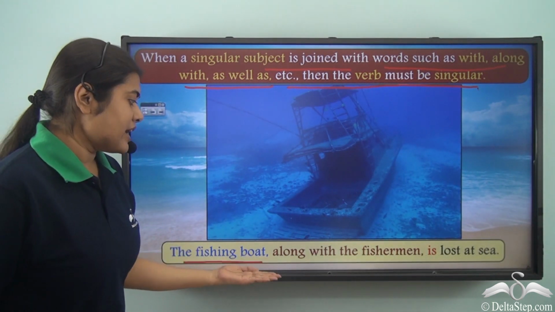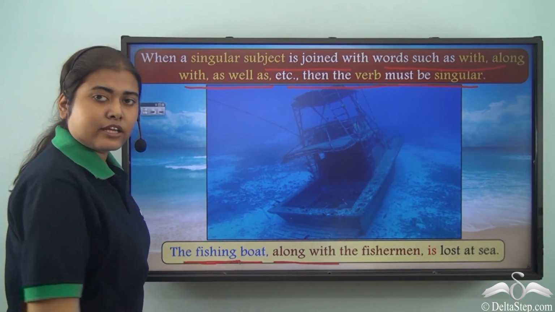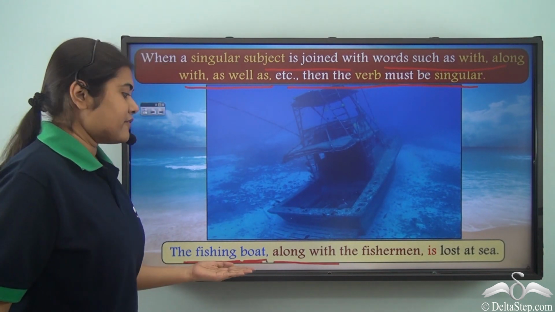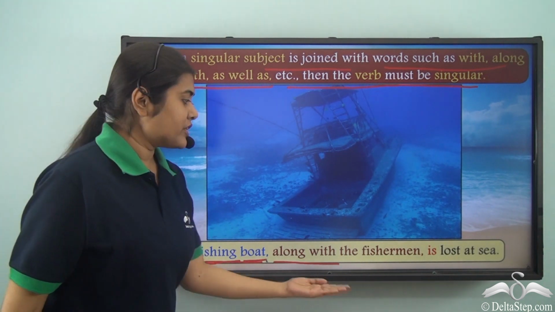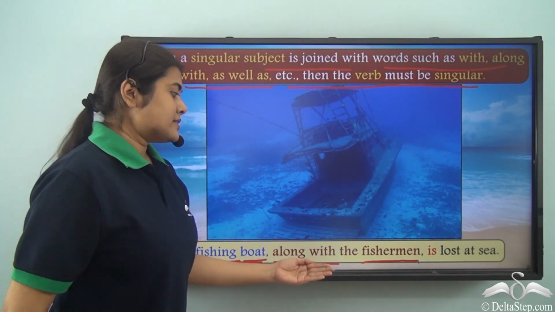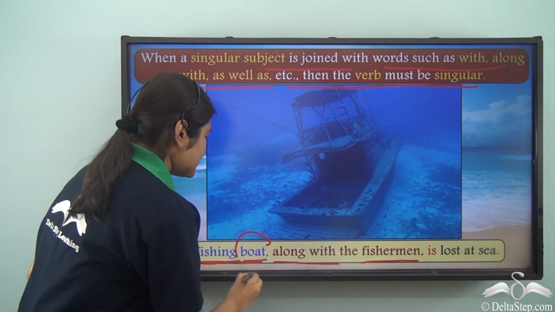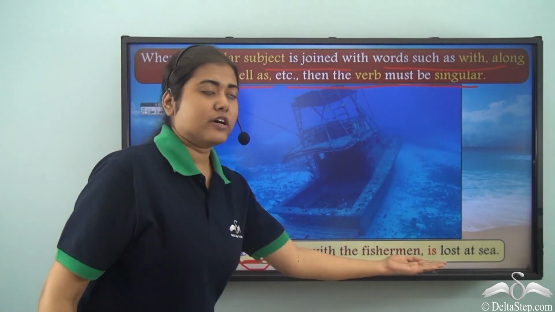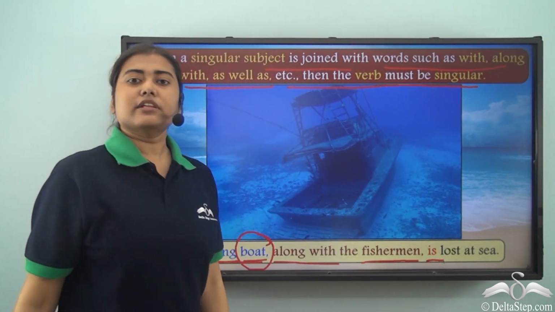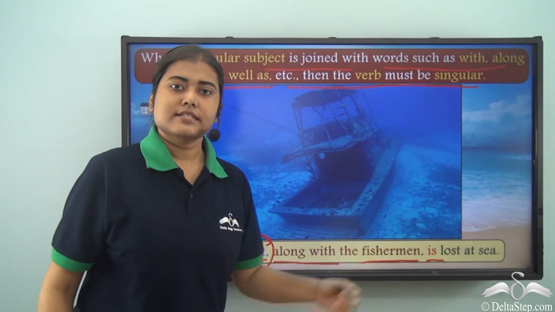So, in this case, we have along with. Now, the subject here is singular, fishing boat. So, here boat is denoting one particular boat, therefore it is singular, and we have along with the fishermen. Now, though in this part fishermen is actually plural, still we are not going to consider it. Here the number of this particular noun will decide what verb we are going to use. Since boat is singular, we have used a singular verb in this case. The fishing boat along with the fishermen is lost at sea.